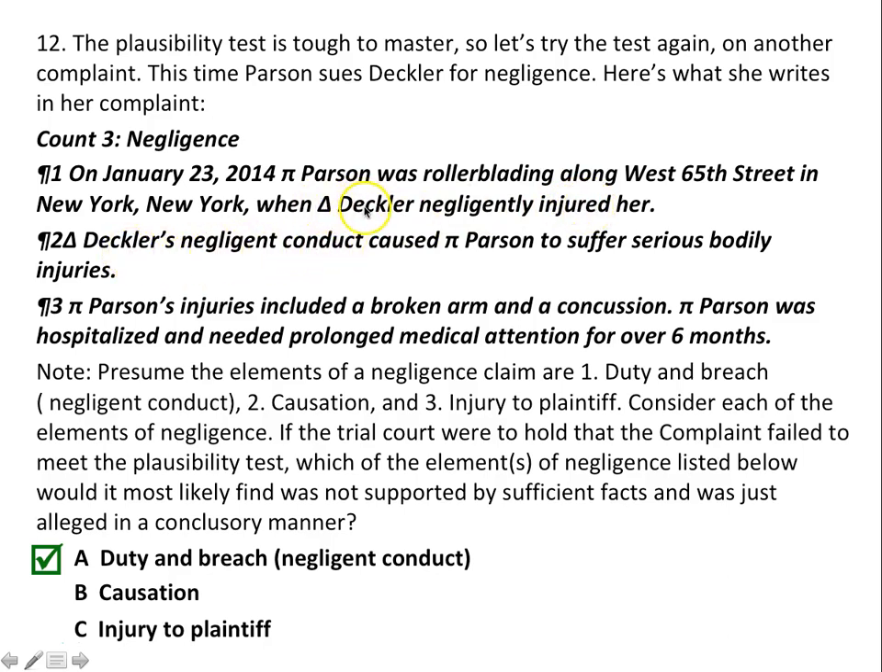All the complaint says is that the defendant negligently injured her, that is negligent conduct, right? Do you see how that's a bare assertion of the element, a conclusion, with no conduct specified to back it up? So we're worried about whether the duty and breach element can be met or is simply going to fail the plausibility test.